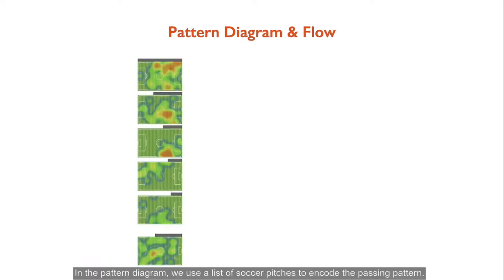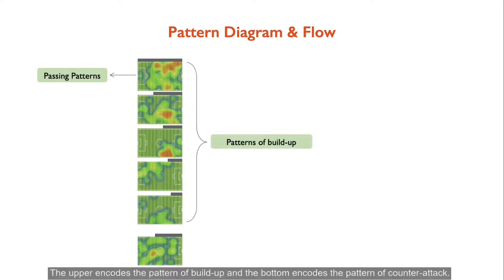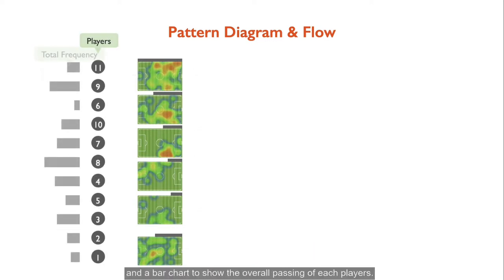In the pattern diagram, we use a list of soccer pitches to encode the passing patterns. The upper part encodes the patterns of build-up, and the bottom part encodes the patterns of counterattack. We use numbers to encode players, and a bar chart to show the overall passing of each player.